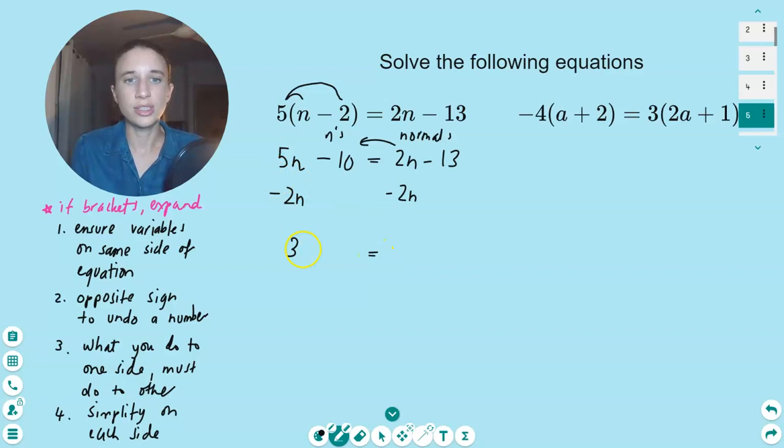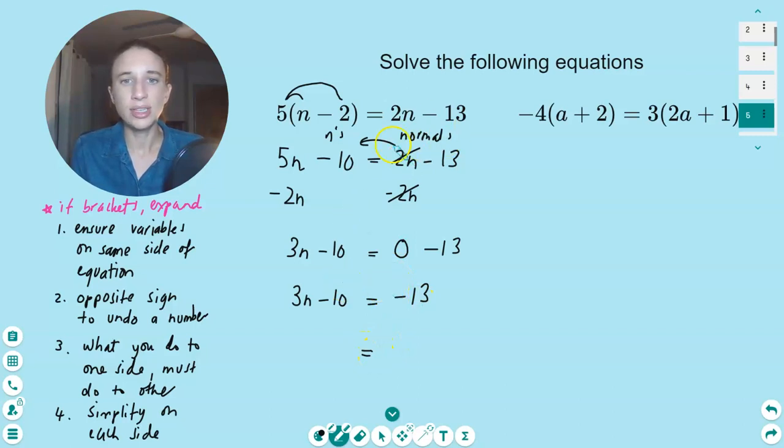5 take 2 is 3n. Take 10. 2n take 2n, successfully cancelled. So remembering 2n take 2n is 0. Not n, not 1, but 0. Okay, and let's simplify it a little bit. If it's looking a little bit confusing, just simplify. So 0 take 13 is negative 13.